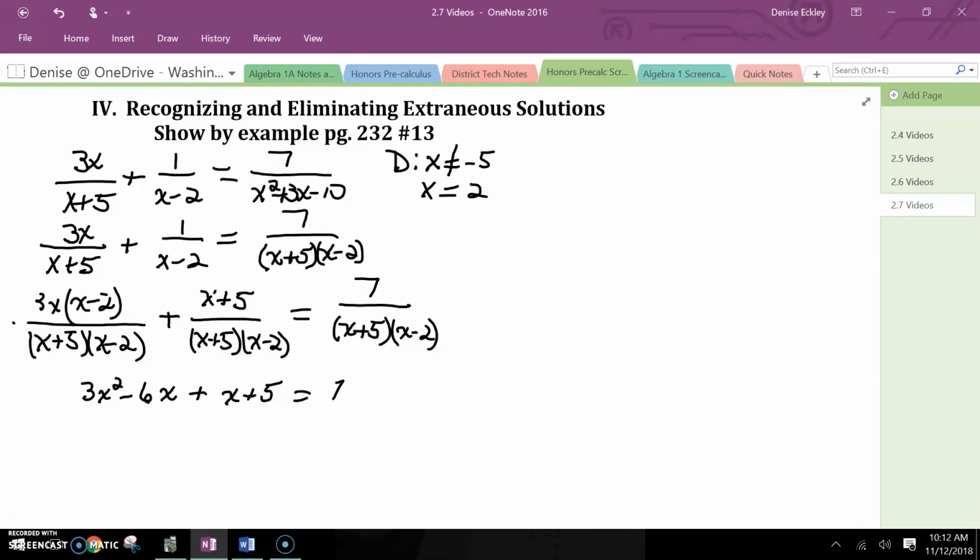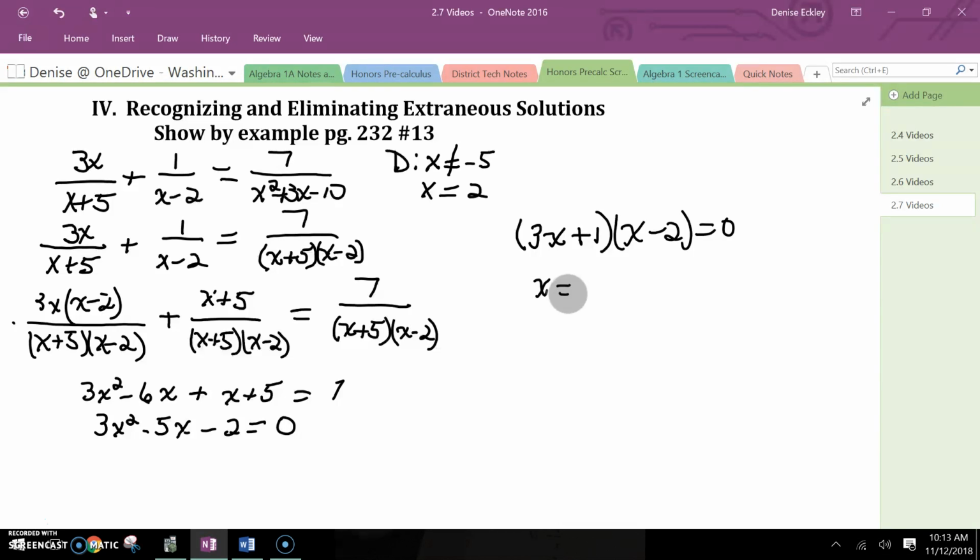So combining all my terms and putting them on the left side of the equation, I get 3x squared minus 5x minus 2 equals 0. Now I can either see if this can be factored, or I can use the quadratic formula. So I'm going to factor it, and it does factor into 3x plus 1 times x minus 2. So I have two solutions. From the first parenthesis, I get x equals negative 1/3. And from the second parenthesis, I get x equals 2.